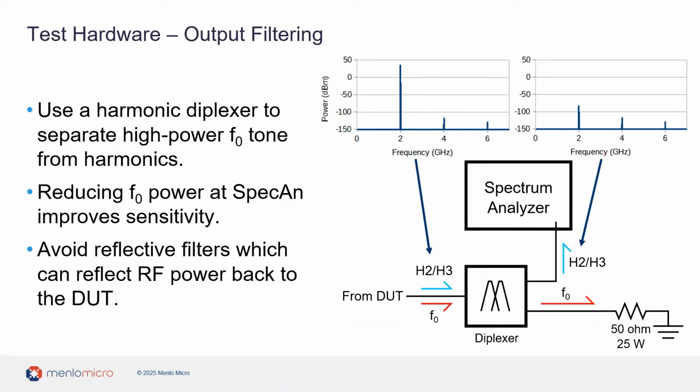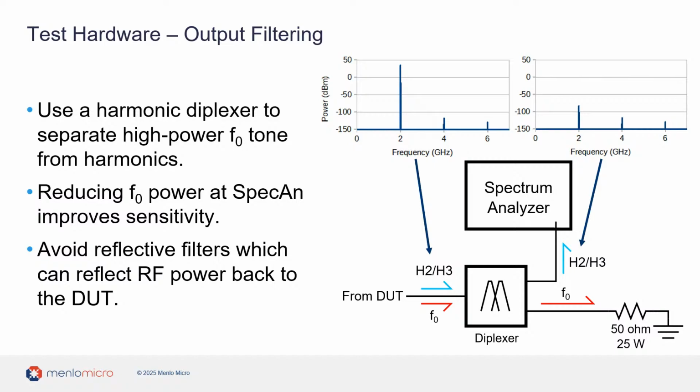Filtering is also required on the output coming from the DUT in order to separate the second and third harmonic from the principal frequency. This is necessary because a spectrum analyzer, which you would typically use to evaluate the second and third harmonic performance, will not have the dynamic range necessary to measure a very low power harmonic tone with a high power frequency at the input as well.